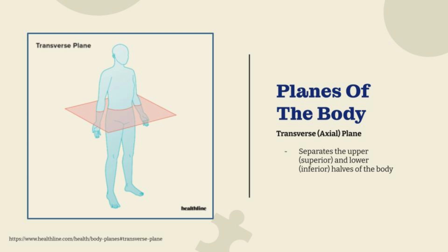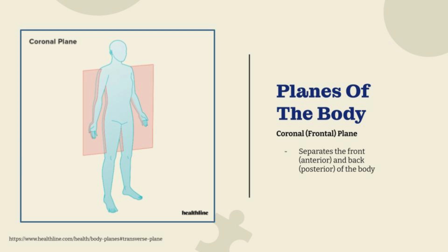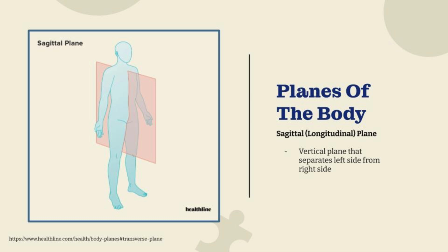So to review, transverse is separating the upper and the lower. Coronal separates the front and back. And sagittal is the left to right separation.